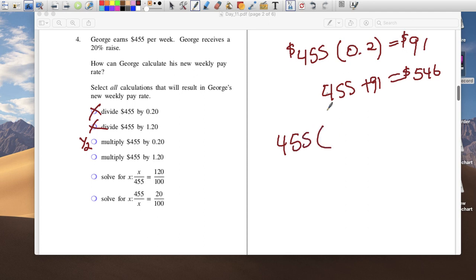455, and multiply that by what? 120%, right? Because he's going to make 100%, which is what he was making, plus 20%, so that makes it 120%. So we have to find what 120% of 455 is. So we multiply this by 120, and I'll show you that this answer would be the same as that. So in your calculator, 455 times 1.2, and you get 546. So this is definitely true. So that gets our answer.